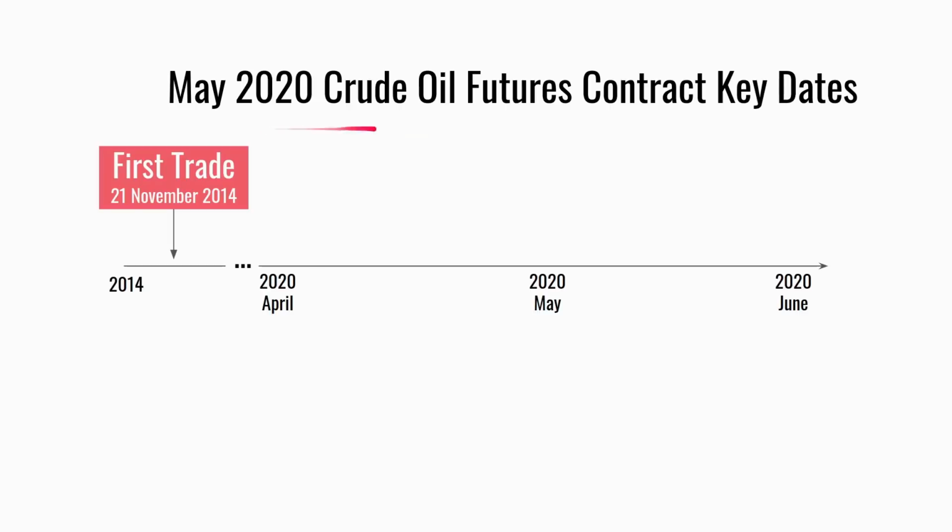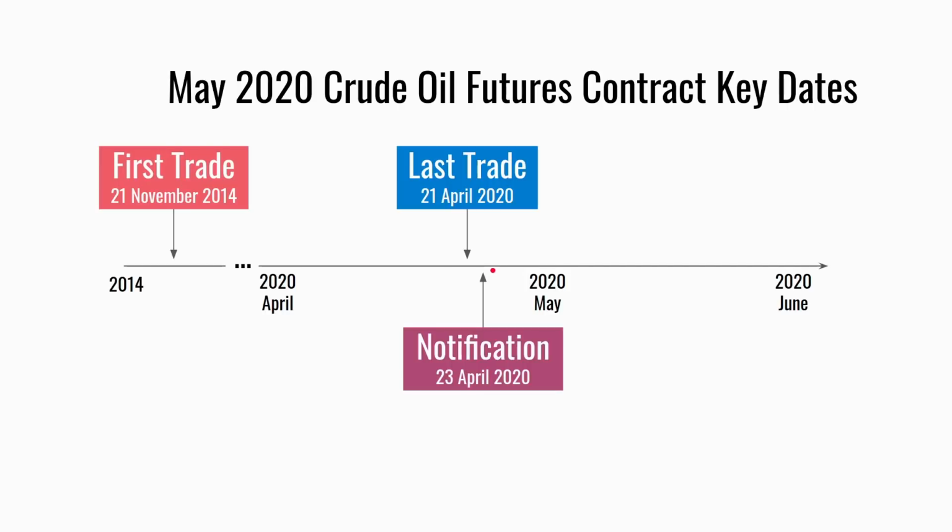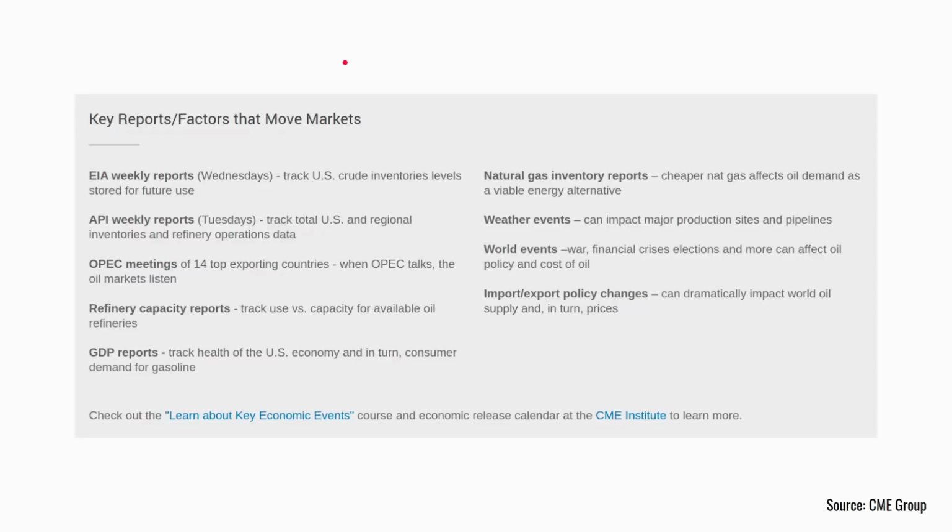So the May 2020 crude oil futures contract has the following specific dates. The contract first started trading in November 2014, and then it traded for 6 years. And the last trading day for the contract was 21st of April 2020. And people who were long the contract, in other words, who'd bought oil, would receive notification of delivery on 23rd of April 2020. Then the actual delivery of the oil in Cushing would take place sometime in the month of May 2020.